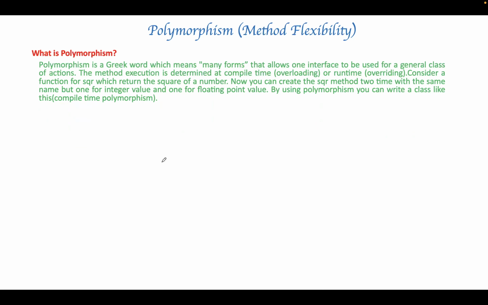Polymorphism, my favorite part. Method flexibility. What is polymorphism? Polymorphism is a Greek word which means many forms, that allows one interface to be used for a general class of actions. The method execution is determined at compile time, overloading, or runtime, overriding. Consider a function square which returns the square of a number. Now you can create a square method two times with the same name, but one for an integer value, one for a floating point or decimal value. By using polymorphism, you can write a class like this: compile time polymorphism.